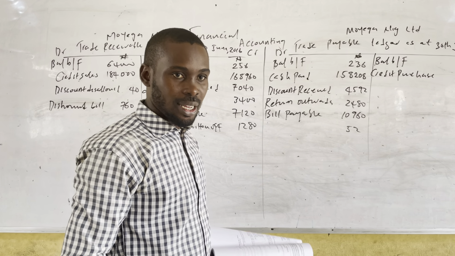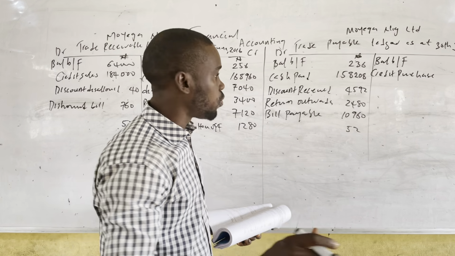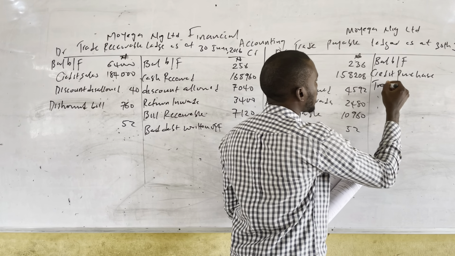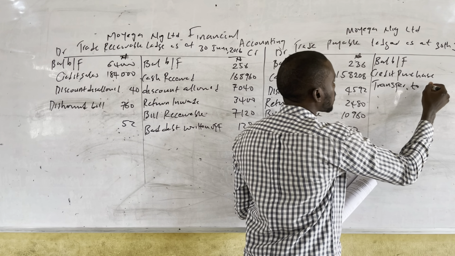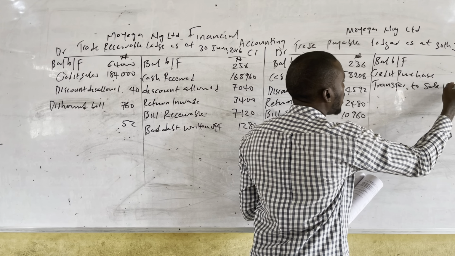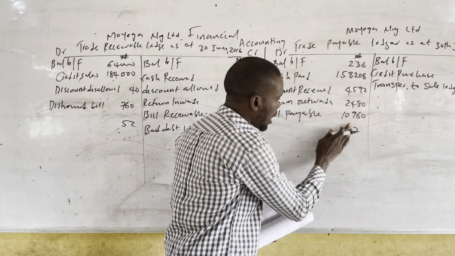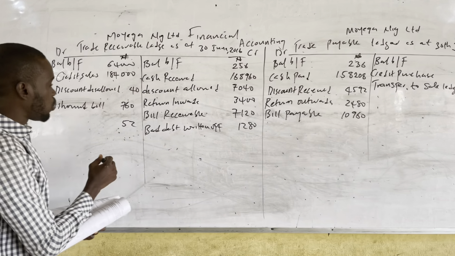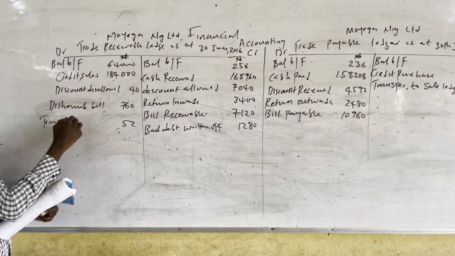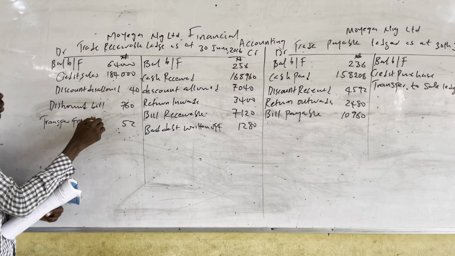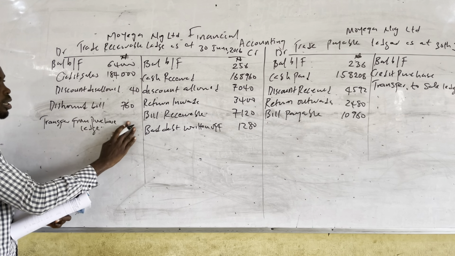Am I making sense there? Just assume you are understanding. I'm going to give you a shortcut to it, then you remove. Then it means I'll come and say transfer to what? To sales ledger. Can you see that there? Automatically I cancel this one. Now look at what I will now put here. I say transfer from where? From purchase.